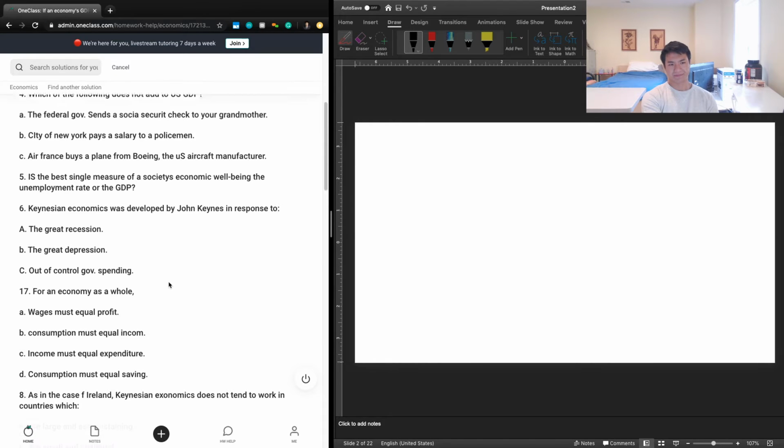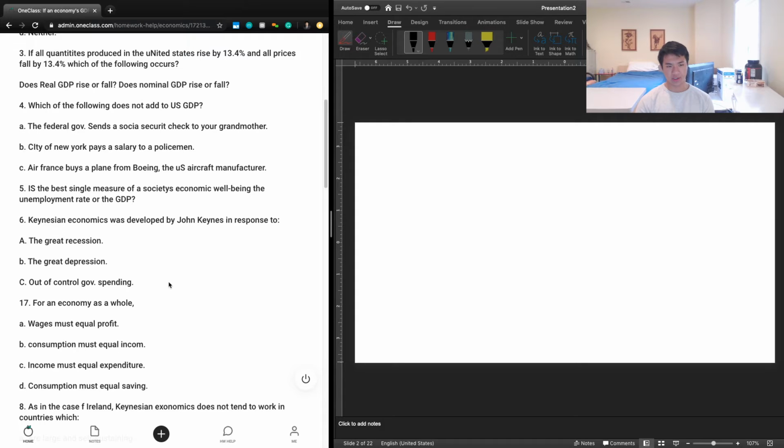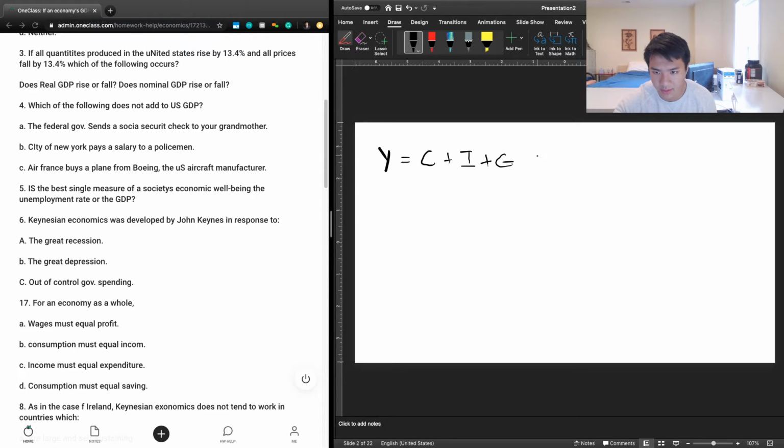4 says, which of the following does not add to United States GDP? And it gives several scenarios. A says the federal government sends a social security check to your grandmother. B says the city of New York pays a salary to a policeman. C says the Air France buys a plane from Boeing, the U.S. aircraft manufacturer. And so let's take a look at these answer choices. What we're keeping in mind again here is how can we categorize each of these into one of these subcategories in the expenditure approach. So Y is equal to consumption plus investment plus government spending plus net exports.